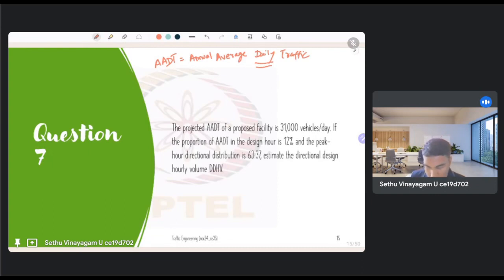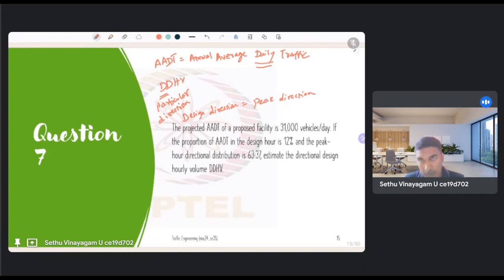So here what we want to find is the DDHV. What is DDHV? As opposed to AADT, it is the directional design hourly volume, which means it is for a particular direction, right? And which direction? That is the design direction. Which is the design direction? Design direction is equal to the peak direction. So whichever direction is carrying the highest flow, that is the direction that we design for, because that is the critical direction, right? It is carrying the highest flow. So if we take care of that, the other direction will also be fine.